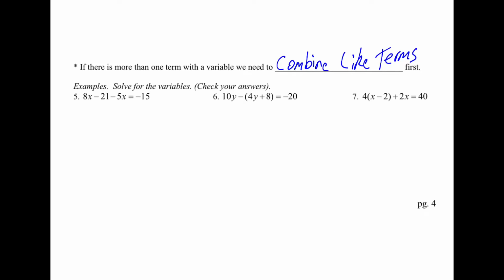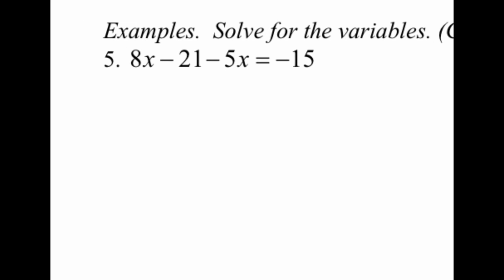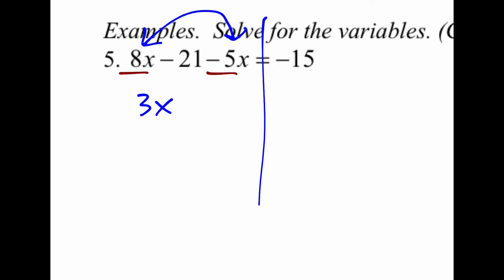So if there's more than one term with a variable, we need to combine like terms first. Here's a couple of examples. If I have 8x minus 21 minus 5x, notice on the same side of the equal sign, still on the left of the equal sign, there's two x terms. There's an 8x and a 5x. So I take those coefficients, 8 and minus 5, and I combine them. That leaves me with 3x minus 21 is equal to negative 15.